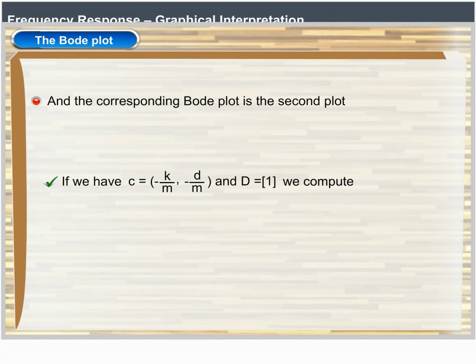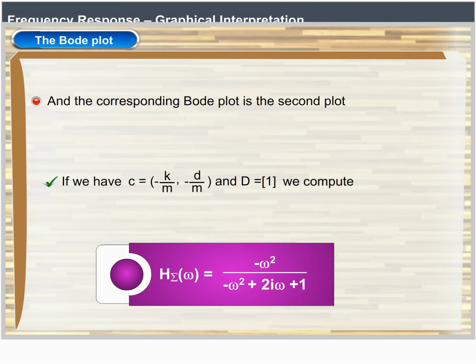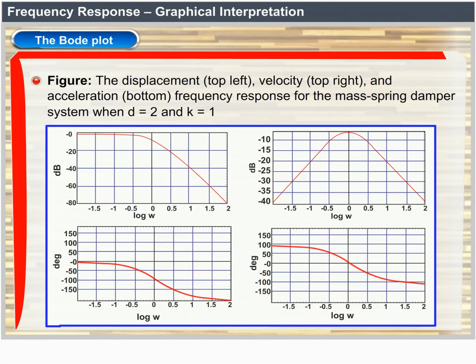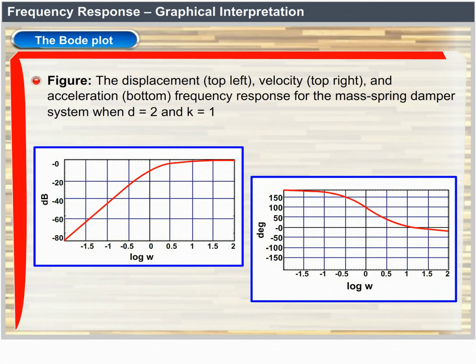If we have c equal to minus k by m, comma, minus d by m and d equal to 1, we compute H sigma of omega equal to minus omega square divided by minus omega square plus 2i omega plus 1. The Bode plot for this frequency response function is the third plot in the below figure. Figure: the displacement top left, velocity top right and acceleration bottom frequency response for the mass spring damper system when d equal to 2 and k equal to 1.